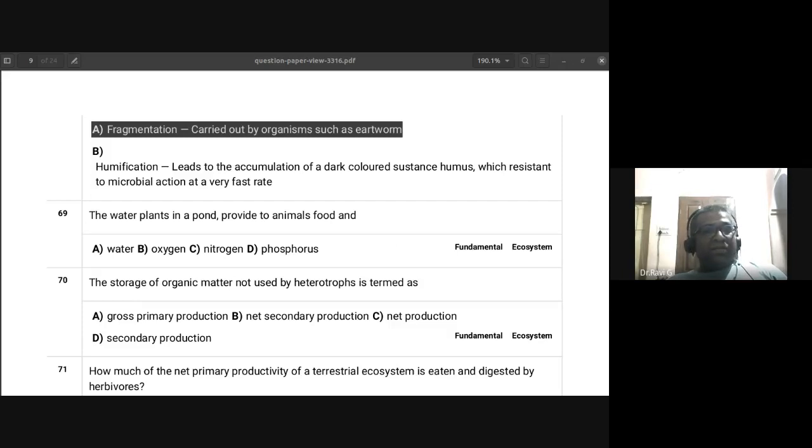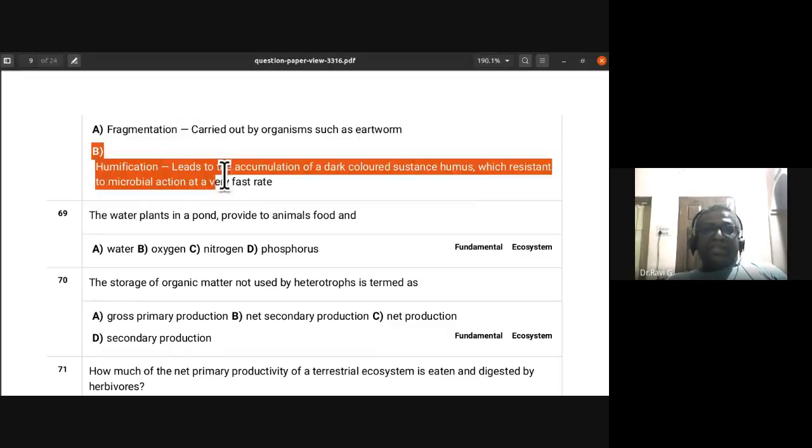So the initial stage of decomposition, fragmentation, is the breakdown of detritus by detritivores, as they have called it. So in this statement, the second one is right. So this is the right statement. It is resistant to microbial action at a very fast rate. So B is the right statement. It is carried out by detritivores. That is what they have given for fragmentation.